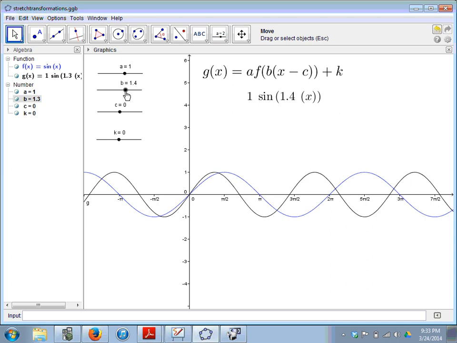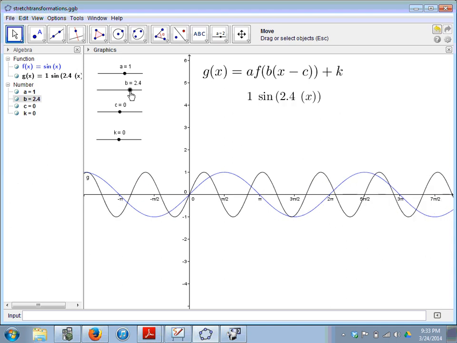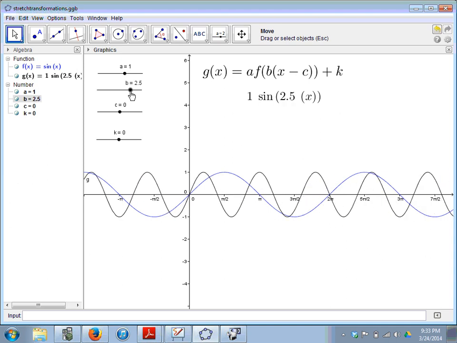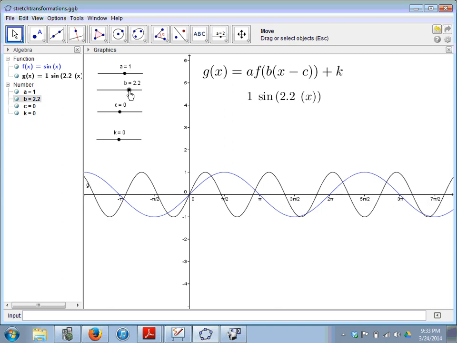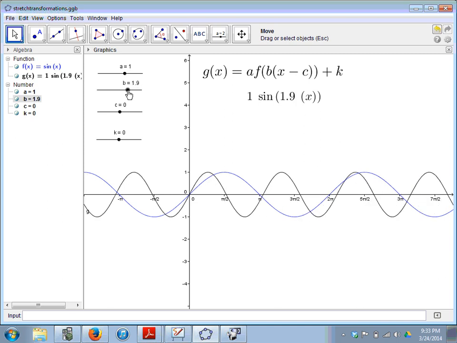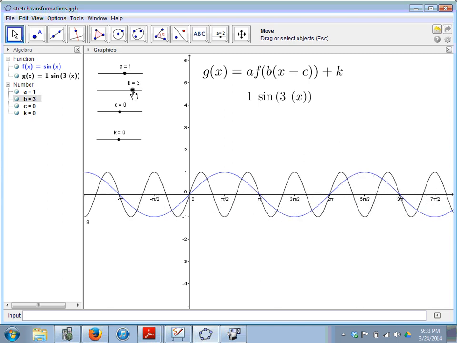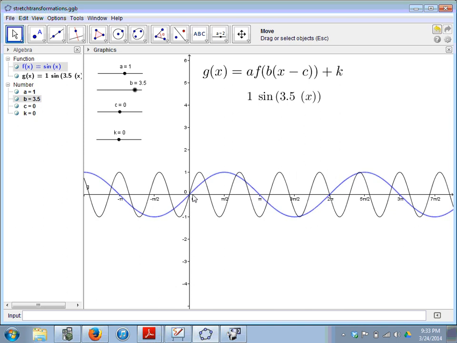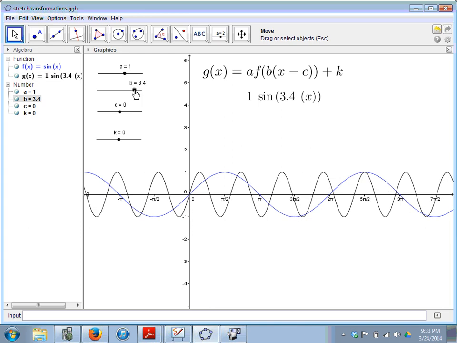So if you take a look at what happens, B is getting larger and larger and larger, but what's happening here to the period? What's happening to the graph? As B continues to get larger and larger, you see that the graph, the one here in black, the length needed to complete one cycle has gotten shorter, so the period is decreasing. So as B increases, the period decreases, and vice versa.